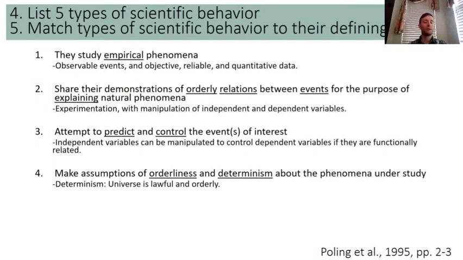Another type of scientific behavior is to make assumptions of orderliness and determinism about the phenomena under study. Now, the assumption of determinism is that the universe is lawful and orderly. Now, if the universe is lawful and orderly, then behavior which occurs in the universe is also lawful and orderly, meaning that events are determined, i.e., dependent variables are determined by independent variables. Okay, now this is critical because a science is only possible for a given phenomenon if that phenomenon is orderly and is determined in some way rather than being random and chaotic.